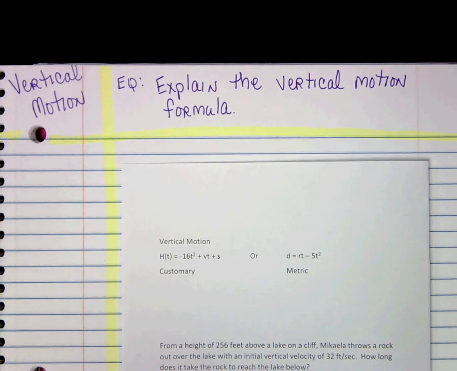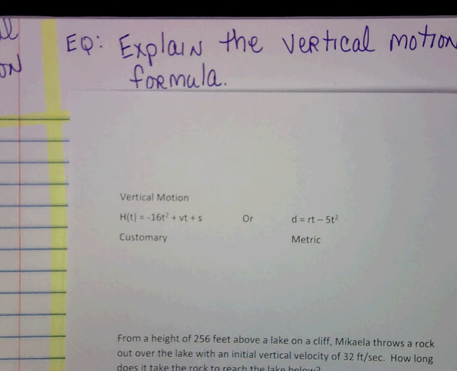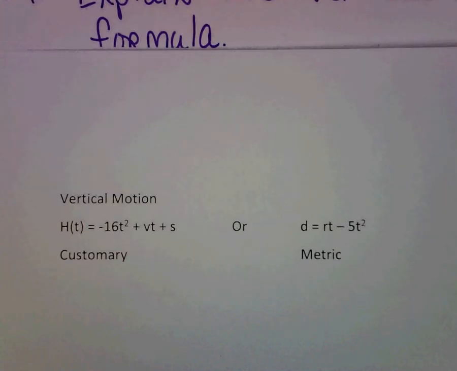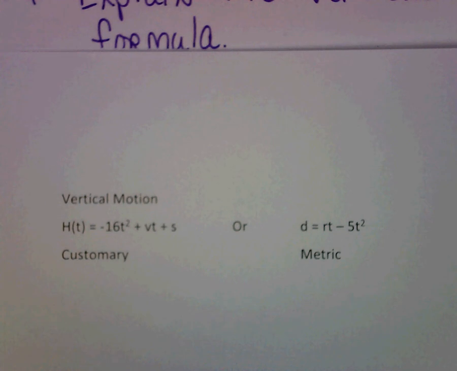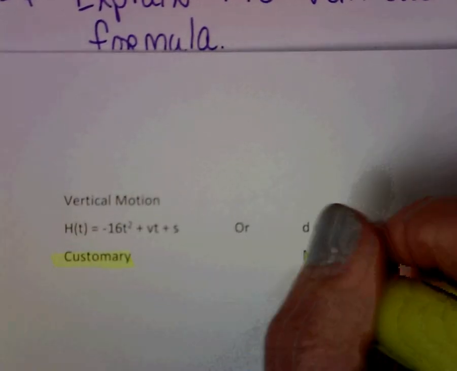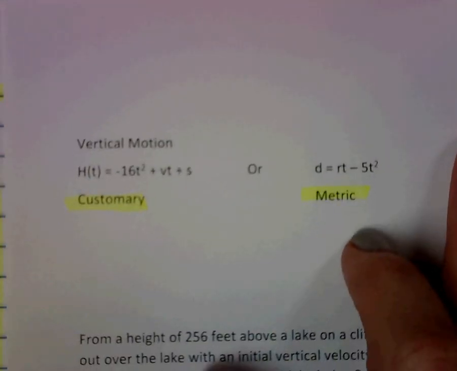And when you're ready to go, on here I've listed two formulas. And what I just want you to realize is that there are two different vertical motion formulas. We're going to only focus on the customary vertical motion formula, but I do want you to see that there is a different formula if we were using the metric system. It has the basic idea as the customary, but because we're talking about different units of measure, the formula is a little bit different. So let's talk about the variables in this formula and what they mean.